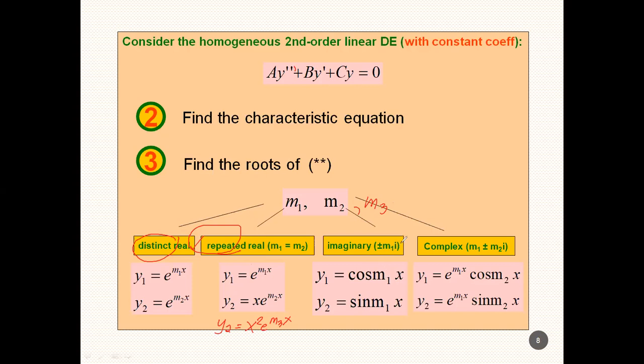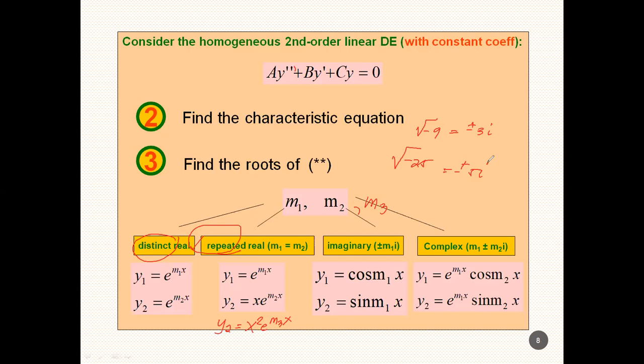What about if the roots are imaginary? Imaginary roots result from roots of negative numbers, like the square root of negative 25, square root of negative 9. So the root of this is plus minus 3i. This one is plus minus 5i. It's said to be imaginary.